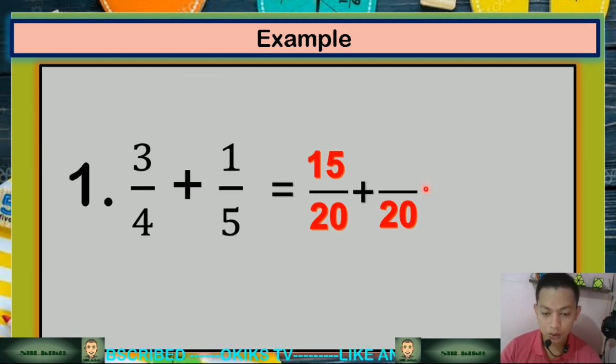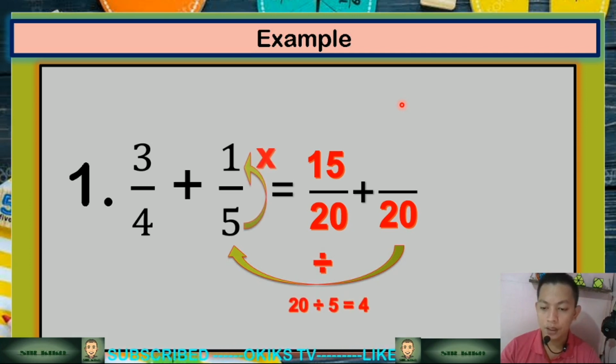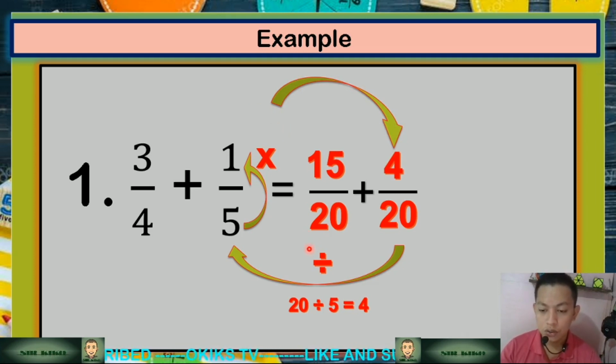Let's find the next numerator. Again, we're going to divide and then multiply. 20 divided by 5 is equal to 4. And then 4 multiplied by the numerator: 4 times 1 is equal to 4. So the answer is 4. Okay, next. You're going to remember this: divide and then multiply. Divide the LCD by the denominator and multiply it by the numerator.